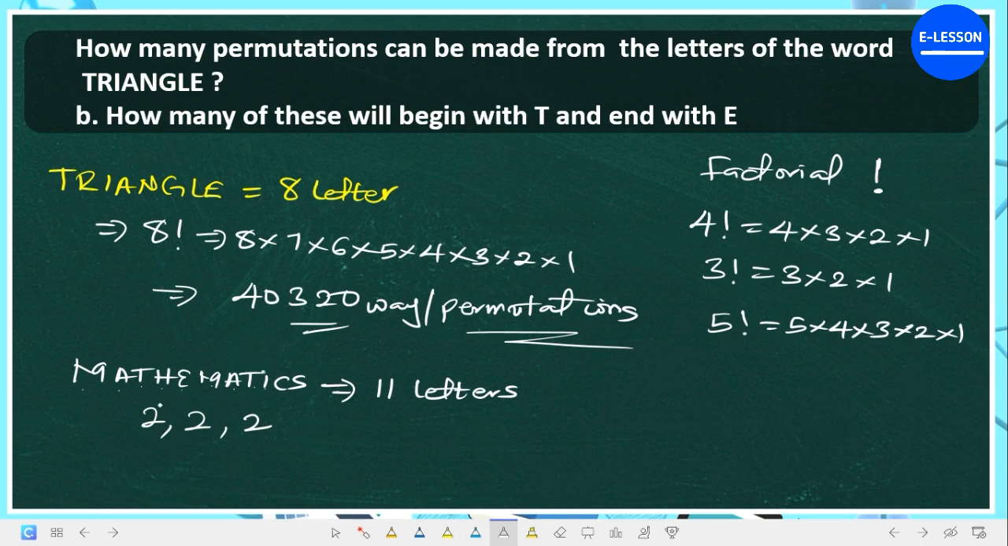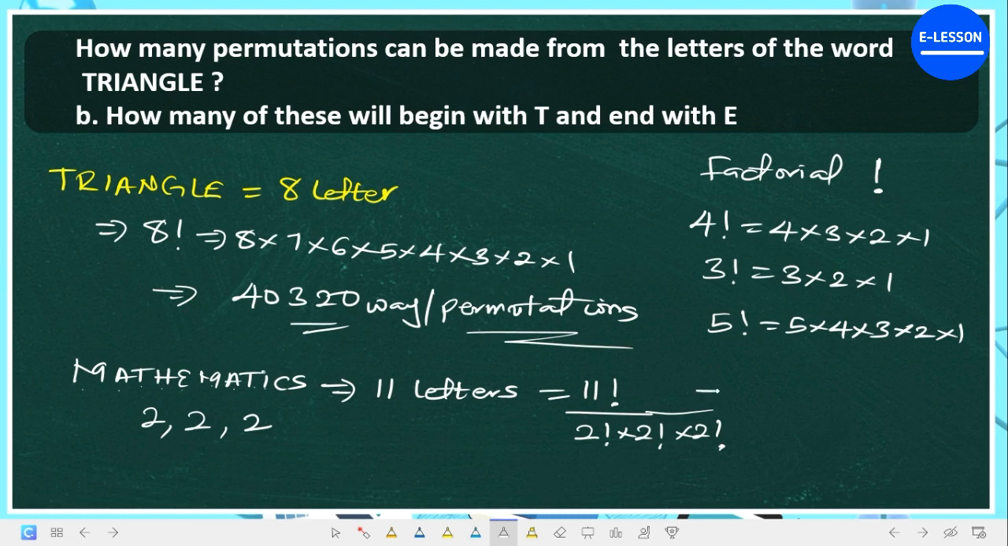So in mathematics, we see that about 3 of the letters were repeated twice. So what you are going to do is you come here and say, to find the number of permutations in mathematics will be 11 factorial all over 2 factorial times 2 factorial times 2 factorial. So you divide by the number of repetitions. Are we getting it now?